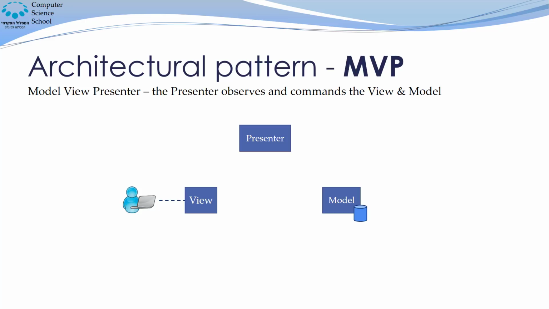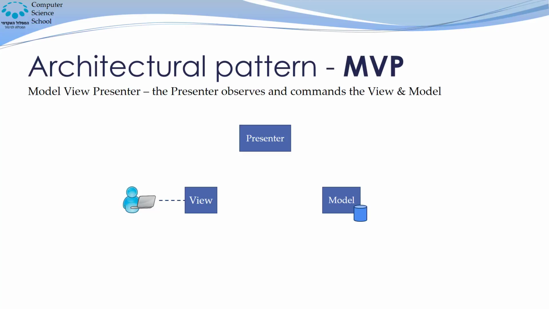MVP is an architectural pattern that divides code into independent layers. The model is responsible for all the calculation, and the view is responsible for getting user requests and displaying the visual side to the user. The presenter waits for notification from the view and the model to operate, and links between the view and the model. So let's see how it works.